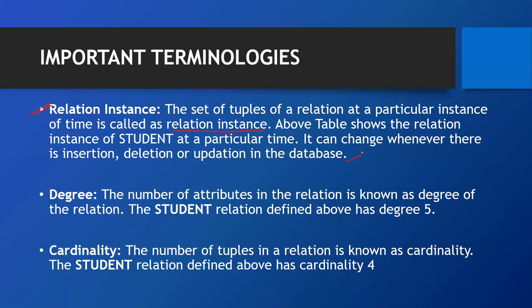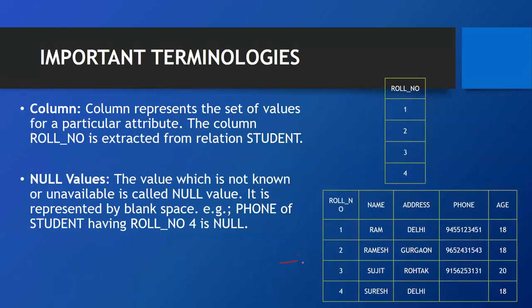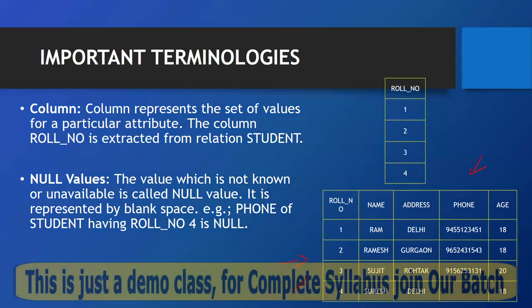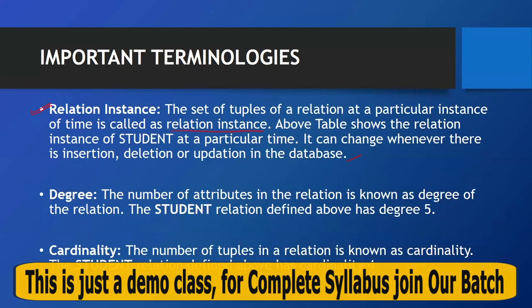Let me take an example. Here we have a relation instance. At this present time, the relation instance is something like this, but it can change in 1 minute, 2 minutes, 3 minutes, or so on. It is changeable. Basically, what data is present in a table at a particular time frame is known as a relation instance.